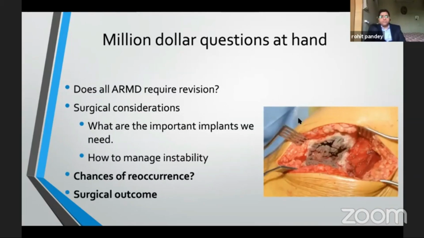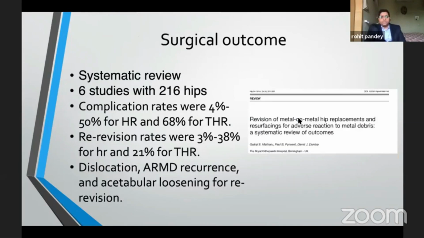Regarding the chances of recurrence and the surgical outcome, this is a systematic review of 216 hips, in which the complication rate was fairly high at around 50%. And the causes of recurrence were dislocation, again ARMD recurrence, and acetabular loosening.